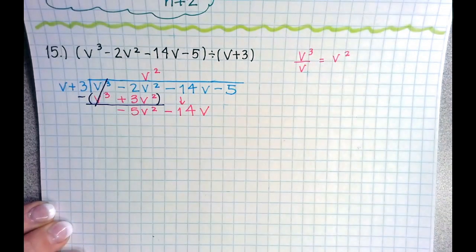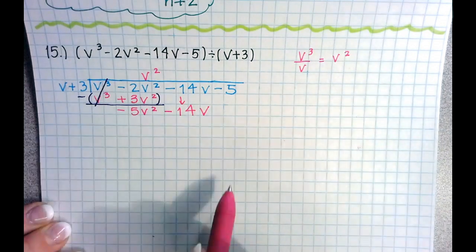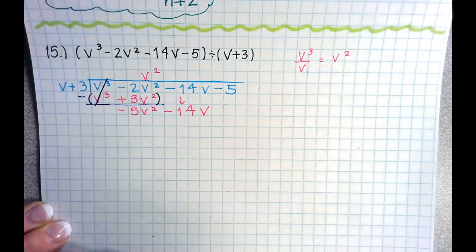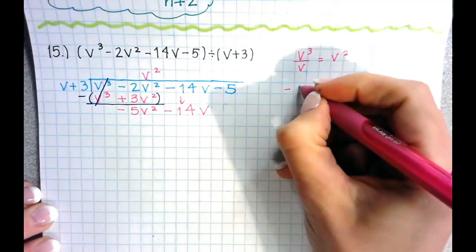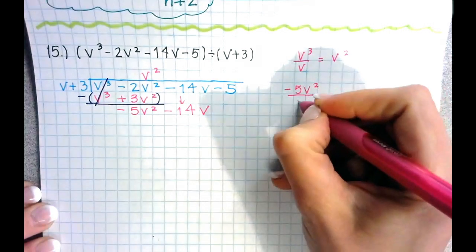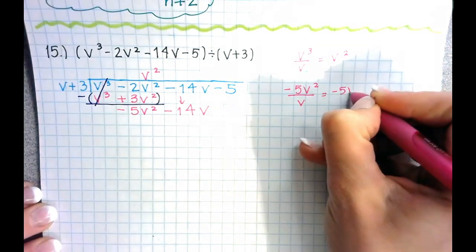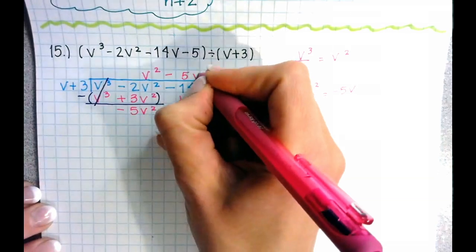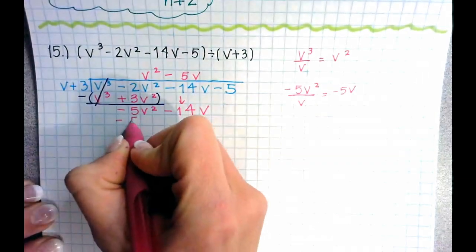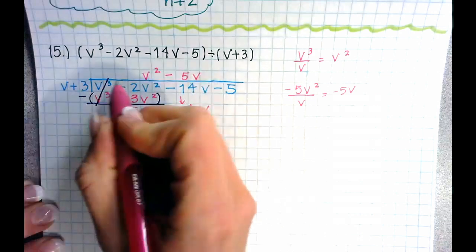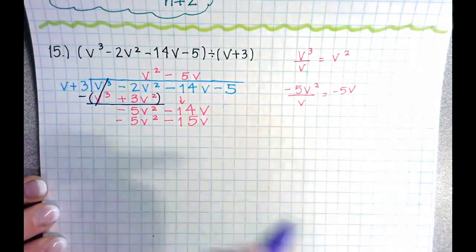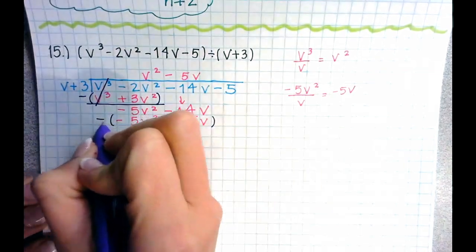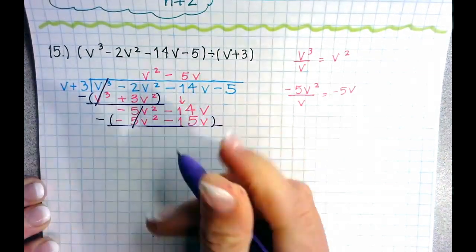All right, I got a little bit of a head start on this one as well, so you should be able to follow how I got here. If not, press pause and you got to figure it out, okay? Next step, I'm going to pick up where I left off, so negative 5v squared divided by v is negative 5v. Minus 5v up here, multiply, negative 5v squared minus 15v, got my parentheses, minus sign, underline, cancel.